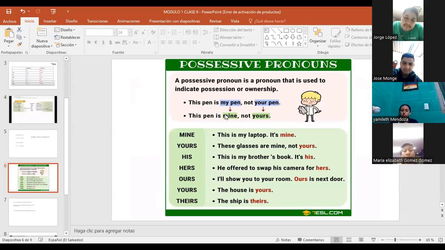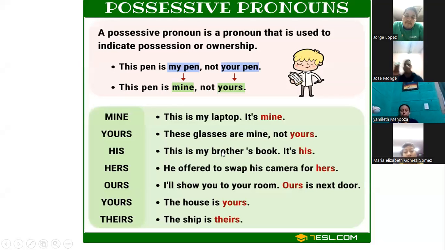Tenía este ejemplo, okay? Les estaba mostrando este para que viéramos algunos ejemplos, okay? So we have this one. This is my brother's book. It's his. ¿Cómo lo traduciríamos en Spanish, guys? This one, this sentence. Somebody, alguien que me ayude. This is my brother's book. Este es el libro de mi hermano. Es suyo. It's his. Perfect, very nice.